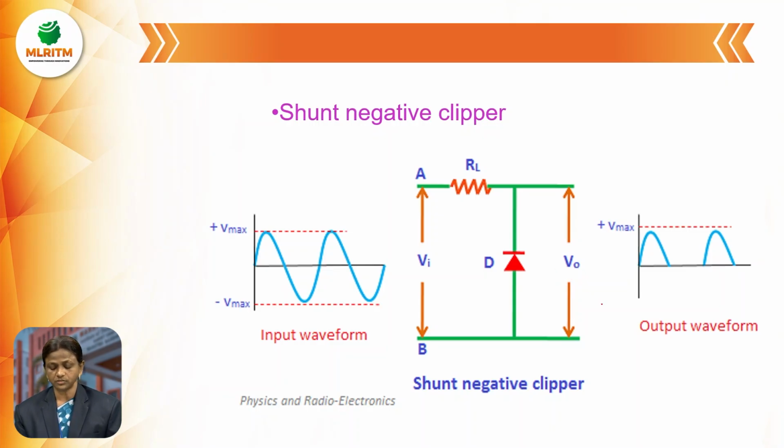Whenever corresponding output equal to 0, that portion must be cut off at the output side. That's why waveform will be like this. So during negative half cycle, total negative half cycle must be cut off at the output side. That negative portion must be represented by using dotted line. So next one is shunt negative clipper with positive bias, shunt negative clipper with negative bias.